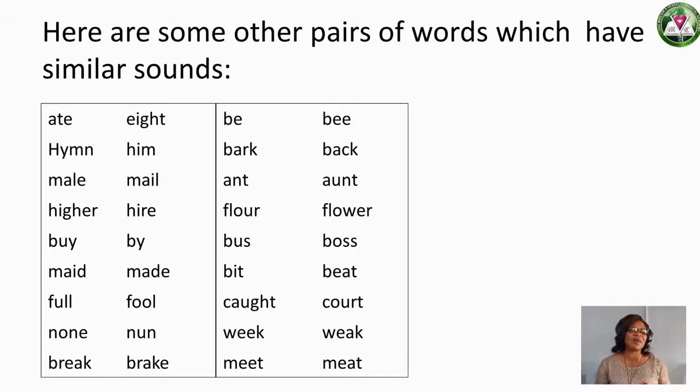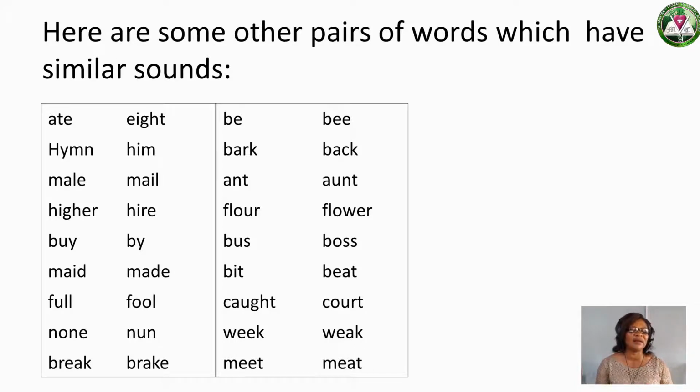H-Y-M-N. Him. H-I-M. Him. Next, M-A-L-E and M-A-I-L. They have the same sound, which is what? Male. Okay? The next word is H-I-G-H-E-R. Higher.